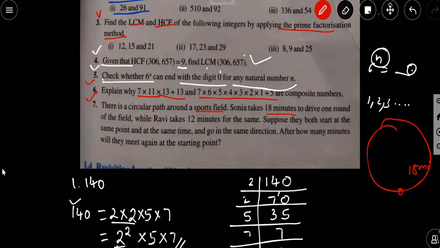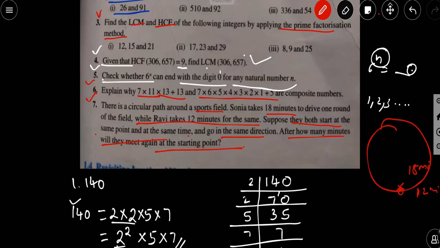Now we have Ravi, while Ravi takes 12 minutes for the same path. Sorry, not 17, 12 minutes. Suppose they both start at the same point and at the same time, and go in the same direction. After how many minutes will they meet at the starting point? So this is the question.